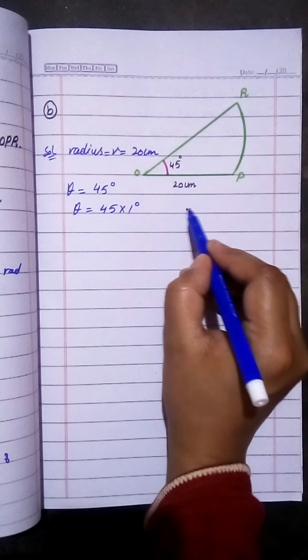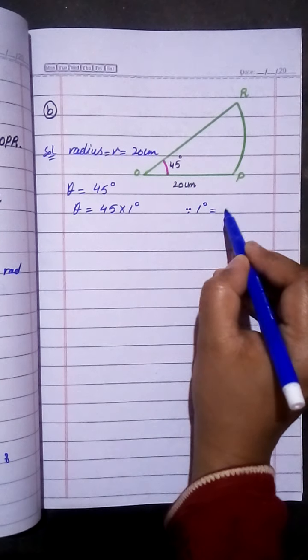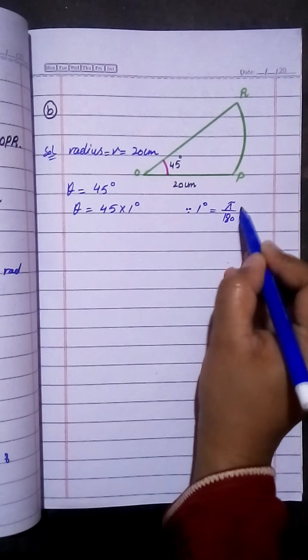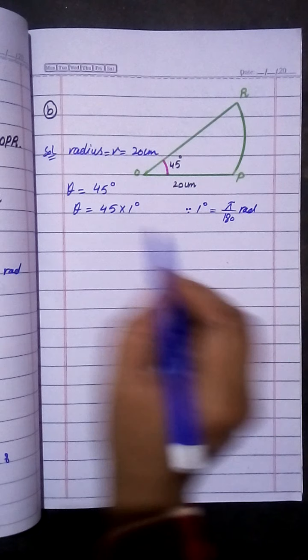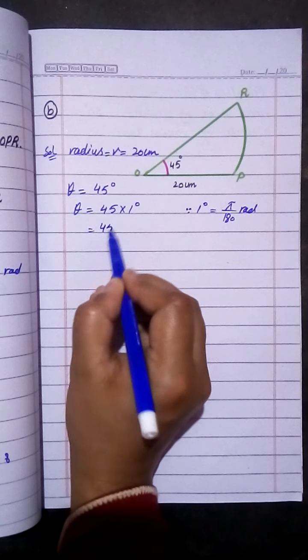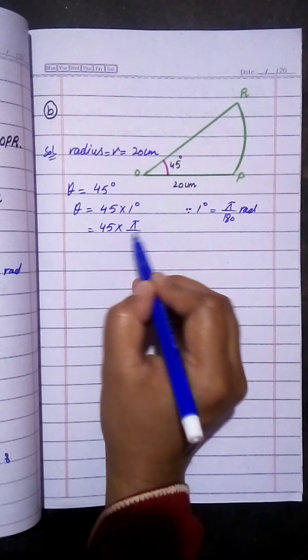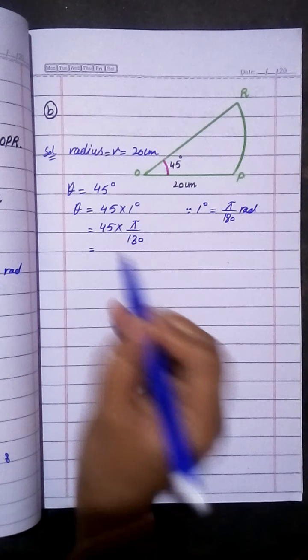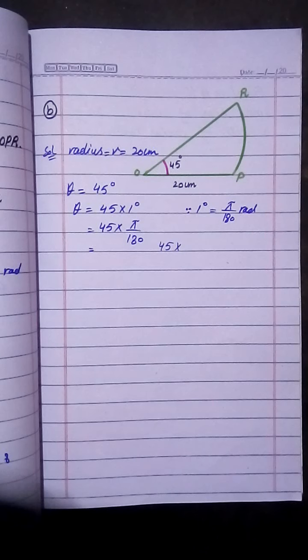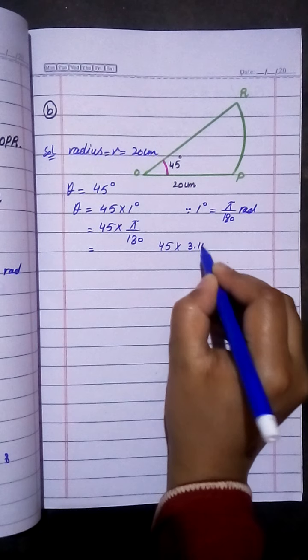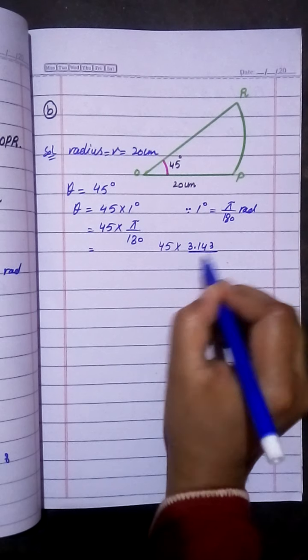So 1 degree you have to separate here. We know that 1 degree equals pi by 180 radian. Whenever you have to convert degree into radian, it will be multiplied by pi by 180. Now after simplification, put the value of pi here as 3.143, or you can put 22/7.